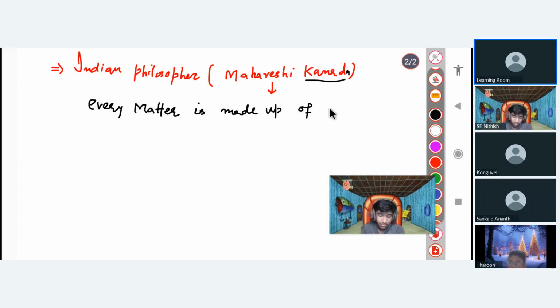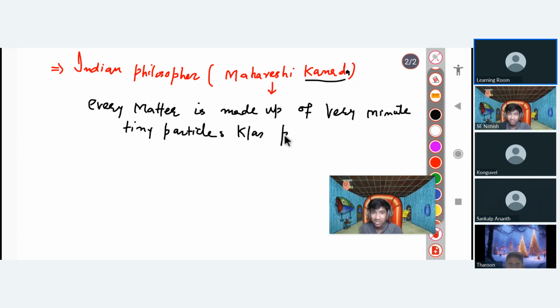So every matter is made up of very minute particles known as. Can you tell me what is the name given by this Maharishi Kanad? Every matter is made up of very minute tiny particles known as paramanu. Okay, I will write it here. Paramanu. So this was the term given by this Indian philosopher, Maharishi Kanad.